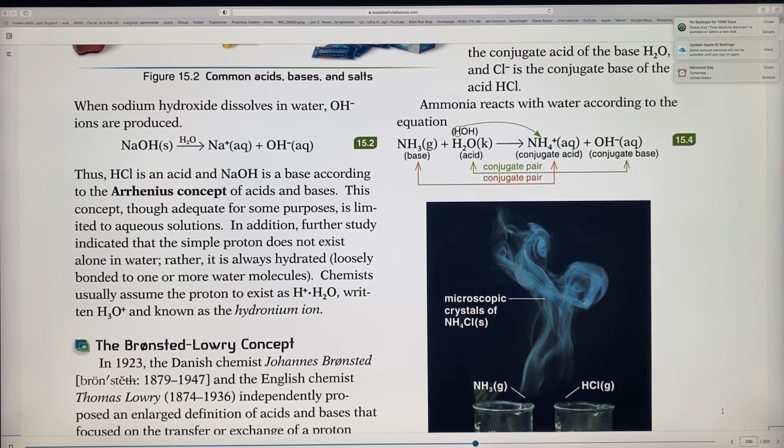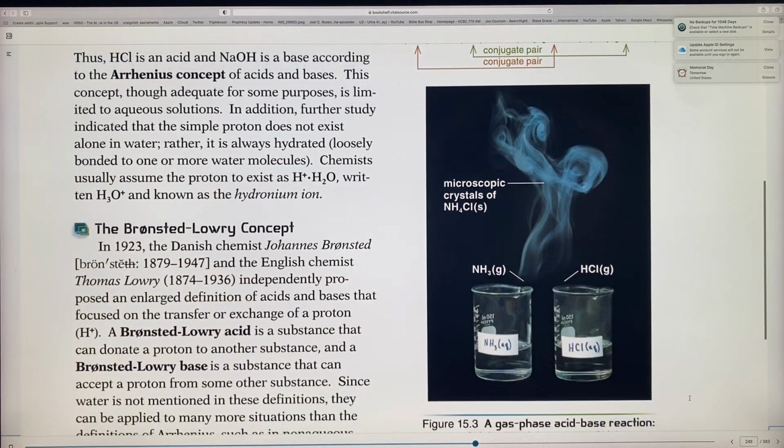Now we're going to go on to another concept about acids and bases, and it happened later on in 1923. A Danish chemist named Johannes Bronsted and an English chemist, Thomas Lowry, actually independently developed it. They got together after they both developed it, but they enlarged this definition. The definition of Arrhenius basically said it's going to produce hydrogen and hydroxide ions. Well, now they thought this is more than that.